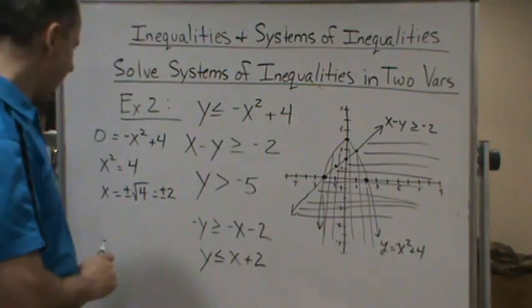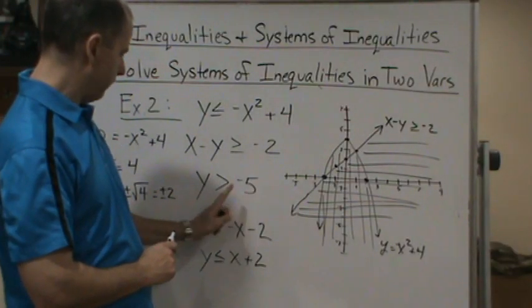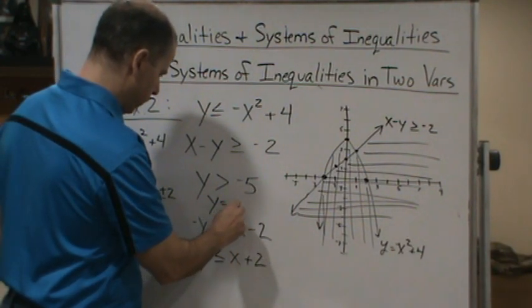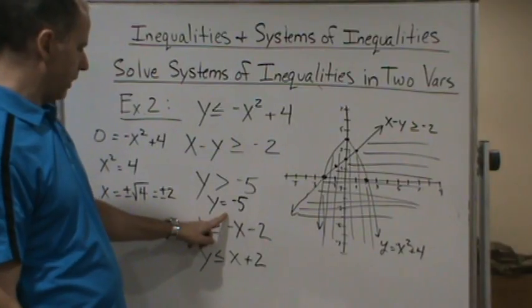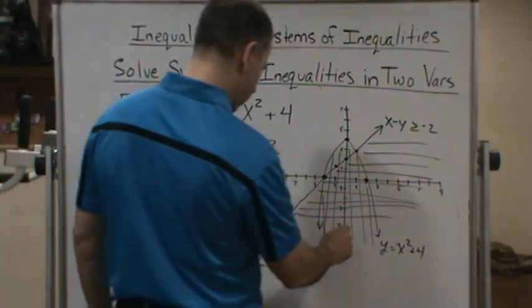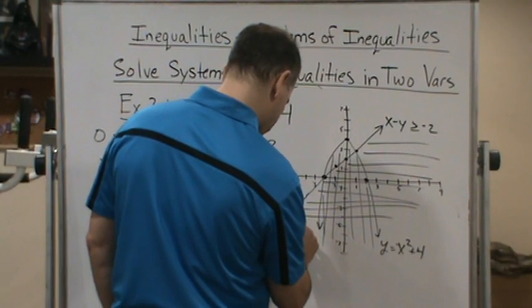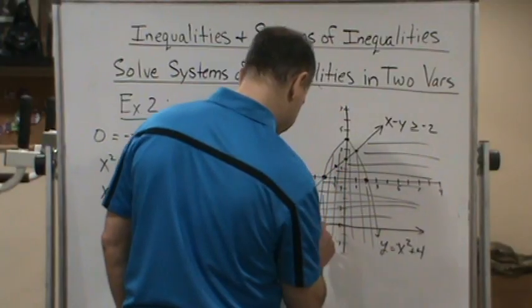Okay. Now the final one says y is greater than negative 5. So the boundary line is y equals negative 5. So that's going to be a horizontal line, right? Right at negative 5. y equals negative 5. So we're going to draw a horizontal line.